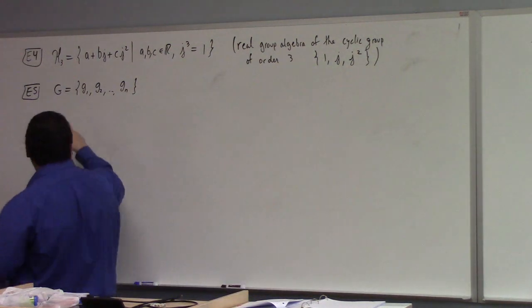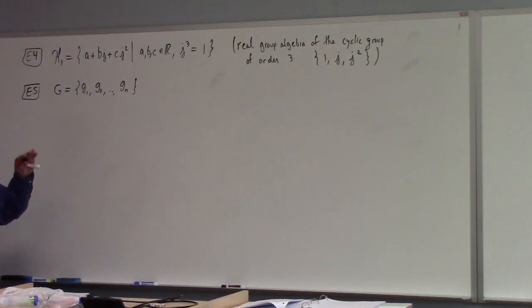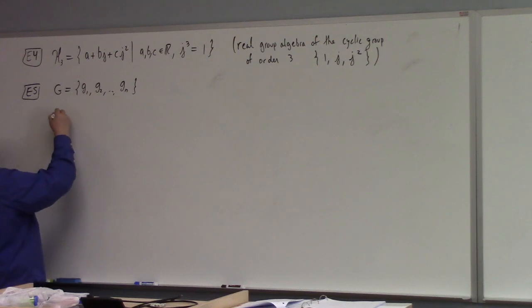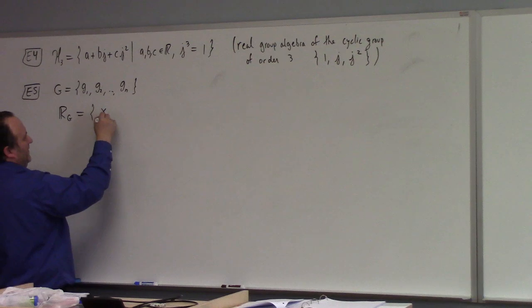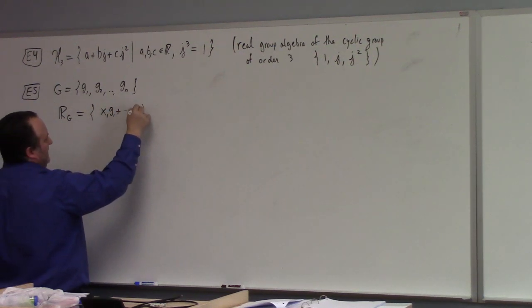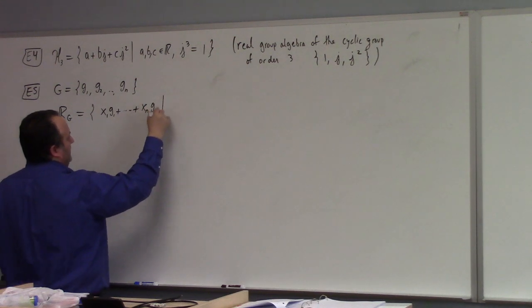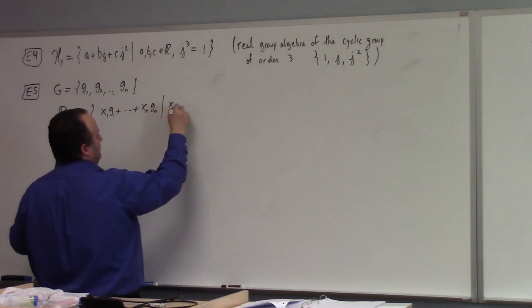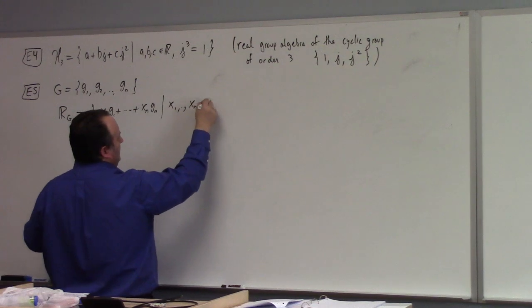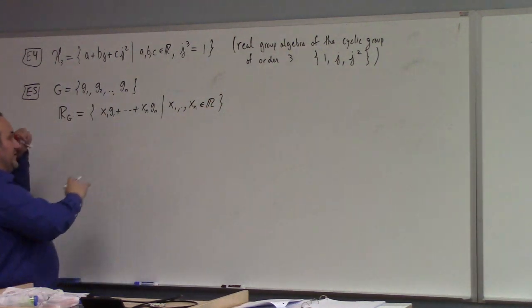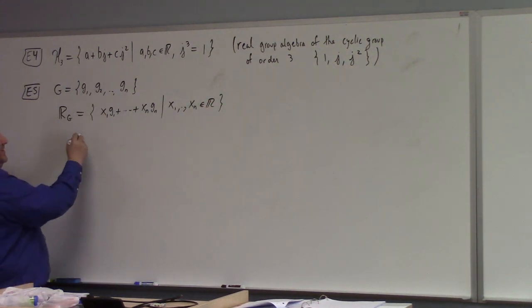So if we have a finite group, we can form the real group algebra, which is, I think, denoted R sub G. And what that is, is formal linear combinations like x1 g1 plus through xn gn. Here, x1 through xn are real numbers. And the way you define the multiplication in the real group algebra is something like this.